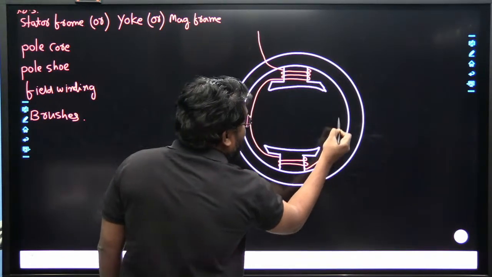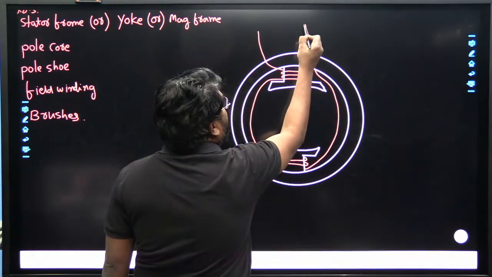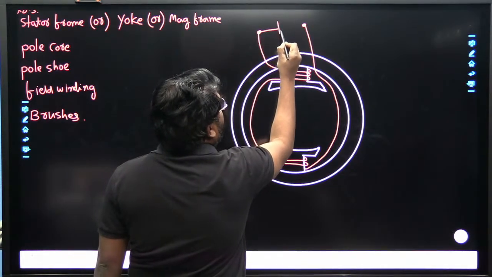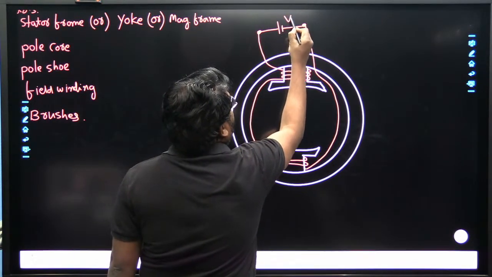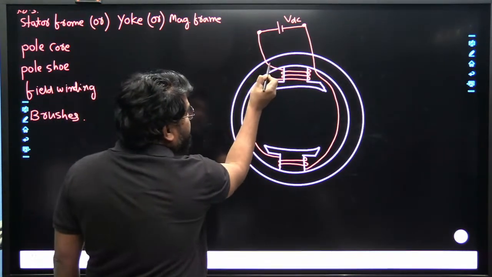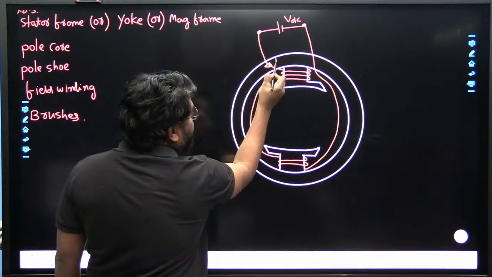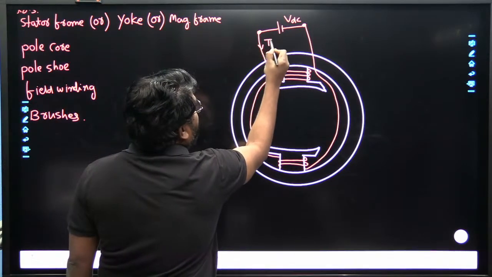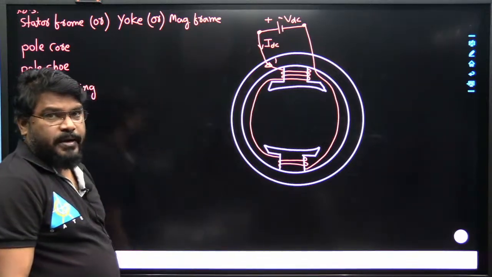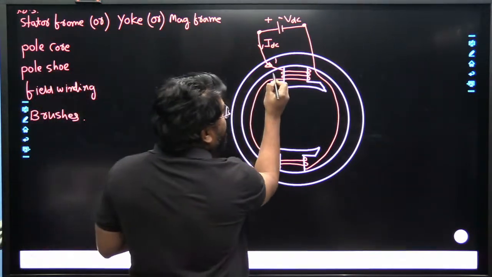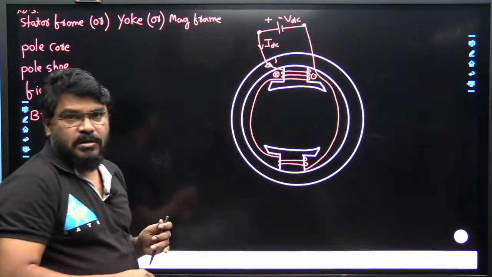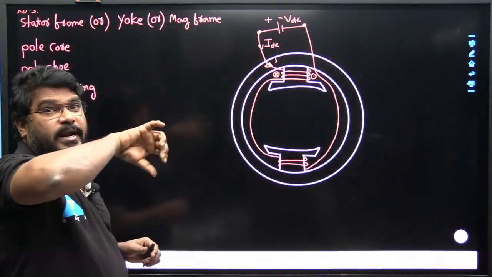Now it is excited with the DC supply, the VDC here. So now current passes to the field winding. That current is DC in nature, with a positive supply and a negative supply. Suppose the current is entering at this position and leaving at this one. So what will happen? According to the right hand thumb rule.